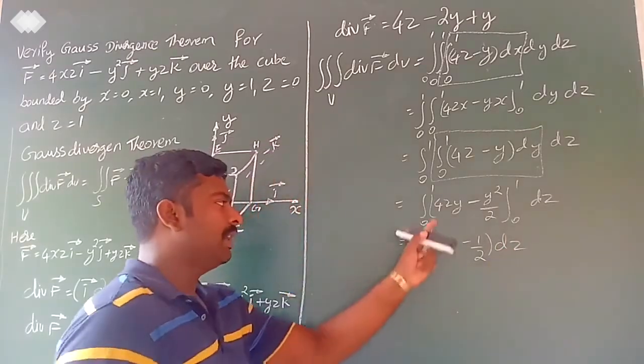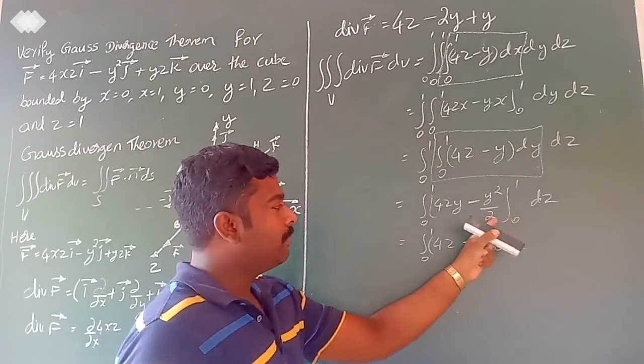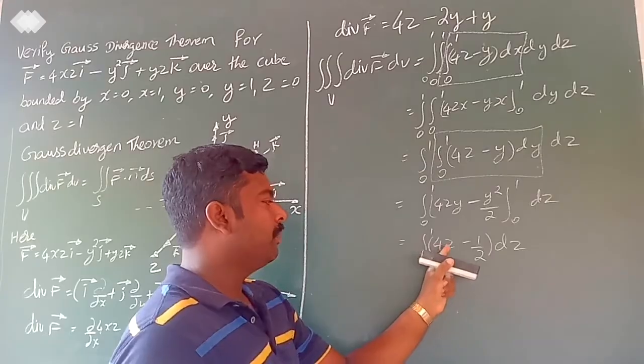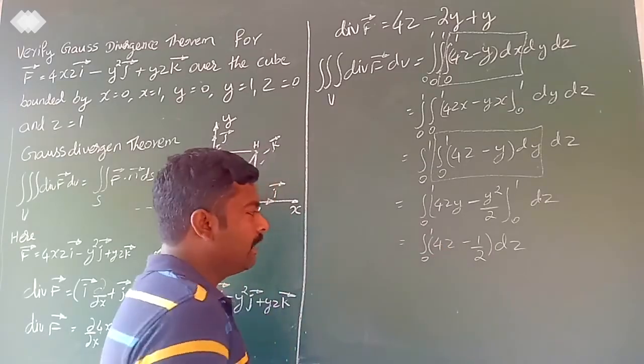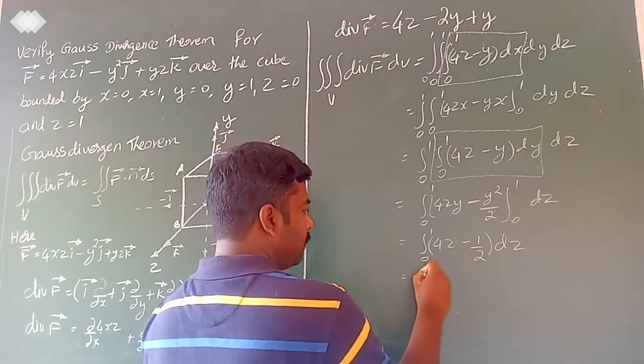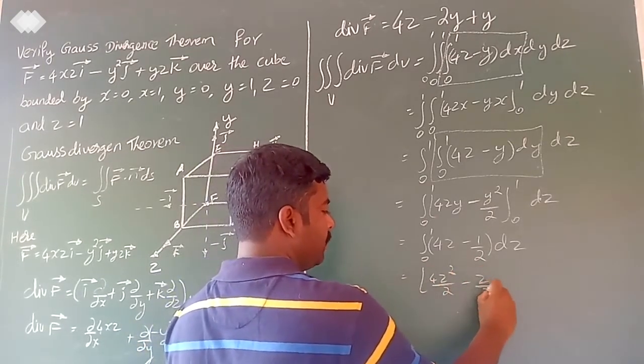So upper limit 1 and lower limit 0, therefore upper limit minus lower limit equals 0. So therefore the final term will become 4z minus 1 by 2. And finally here we integrate this term with respect to z. So therefore 4z square by 2 minus z by 2.